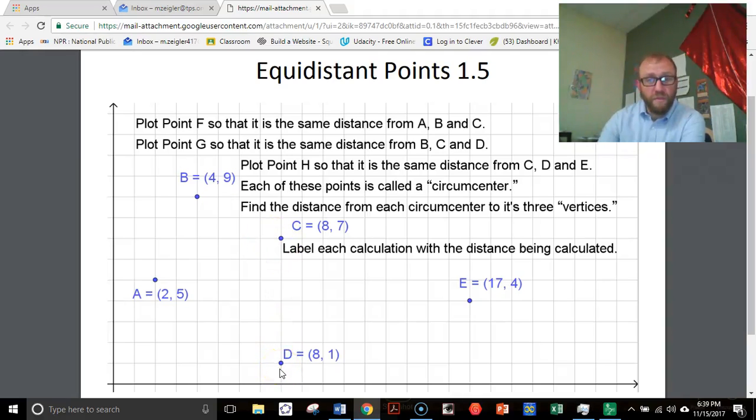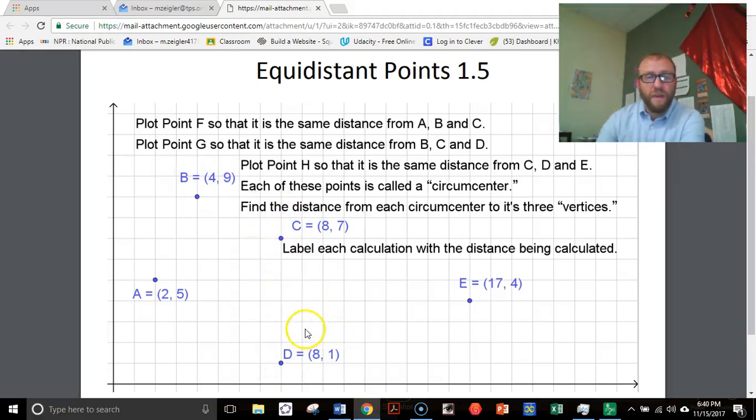And by the way, when I talk of distance, just as a reminder, it's not taxi cab distance, it's the actual distance between the points. So you're going to have to use the Pythagorean theorem to calculate it. I will give you a hint. The point G is 5 units from B, it's 5 units from C, and it's 5 units from D. So when you do your calculations, you get a whole number in each one, 5 units from each of them.